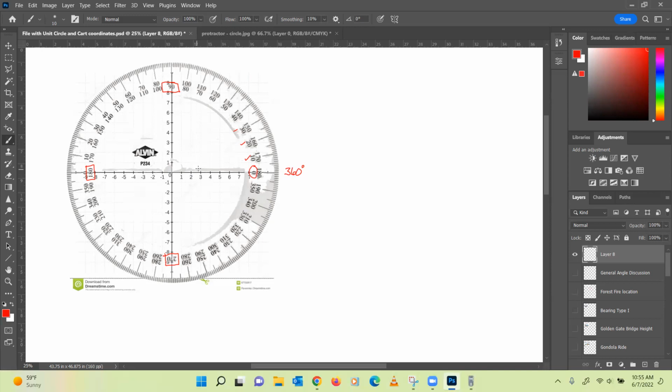We do need to get used to how many degrees are in each quadrant. A quadrant, you'll recall, is a quarter of our coordinate system. So 90 degrees goes from horizontal to straight up or straight down. And so we'll look at that.